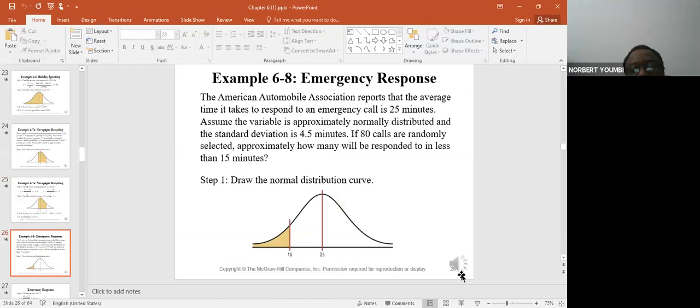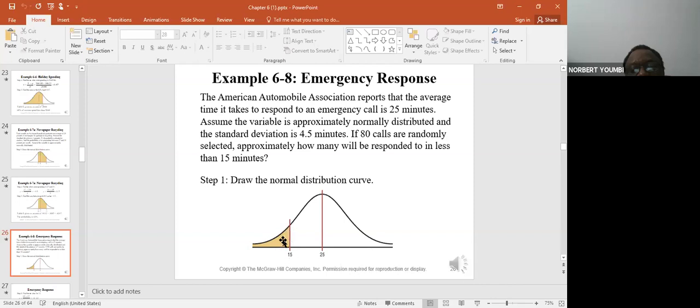So now let's look at another type of problem. An American Automobile Association report says that the average time it takes to respond to an emergency call is 25 minutes. Assume the variable is approximately normally distributed and the standard deviation is 4.5 minutes. If 80 calls are randomly selected, approximately how many will be responded to in less than 15 minutes? Here we are finding the probability that a call is answered in less than 15 minutes and multiplying it by 80, like in a binomial distribution problem.